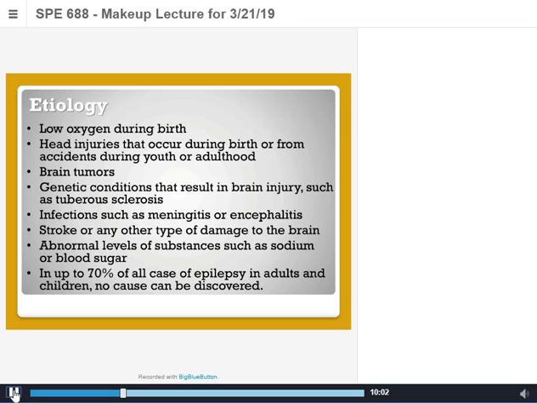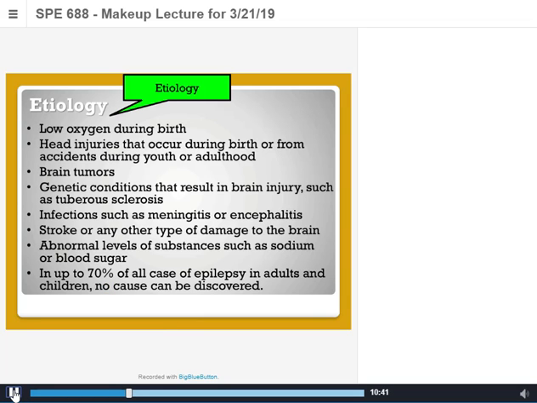After that, if they have had any kind of stroke or any other kind of damage to the brain, that can cause someone to have epilepsy or just a seizure disorder. Abnormal levels of substances like sodium or blood sugar can trigger seizures. But in up to 70% of all the cases of epilepsy, we don't know what caused it. So while we know that these things sometimes cause people to have epilepsy or a seizure disorder, up to 70% of the time we don't know what caused it.